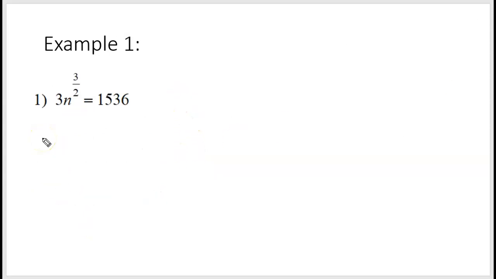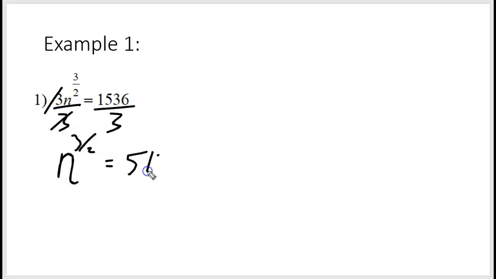So step 1 was to get rid of any numbers that are not under the influence of the power. Right now, as we're looking at number 1, the only thing that's being affected by the power here is the n. The n is being raised to the 3/2 power, but the 3 there is not. So I'm going to get rid of that 3 by dividing it on both sides. So I've got n to the 3/2 power equals 512.